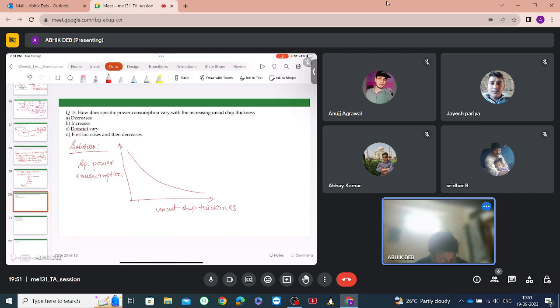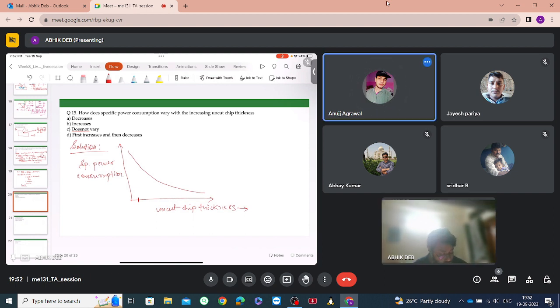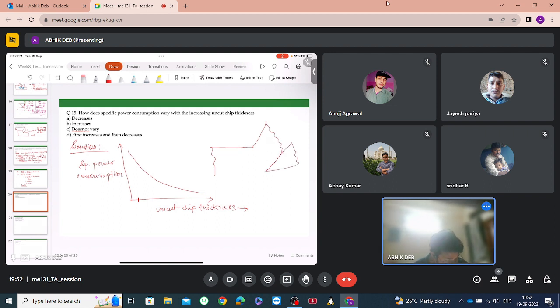So at this value, is the uncut chip thickness smaller or larger? Like, is it a small value or a large value at this point? Sir, smaller. Yeah. So for a particular depth of cut, suppose we have to remove till 5 mm. Okay, so suppose this is the value 5 mm, a high value.